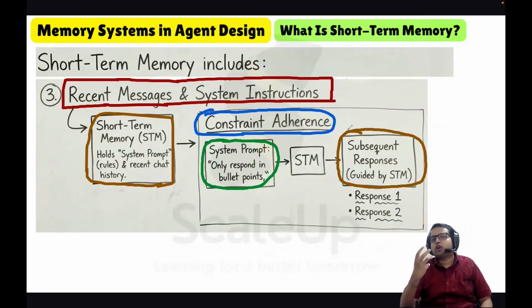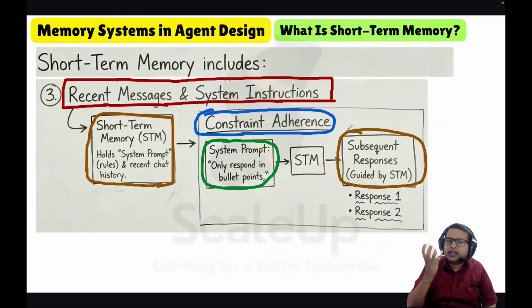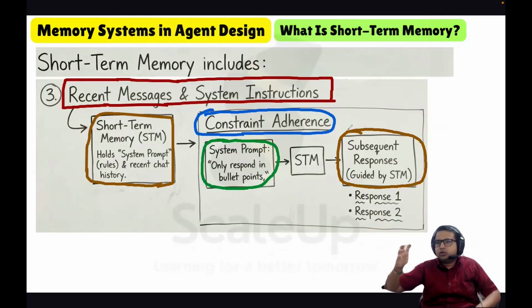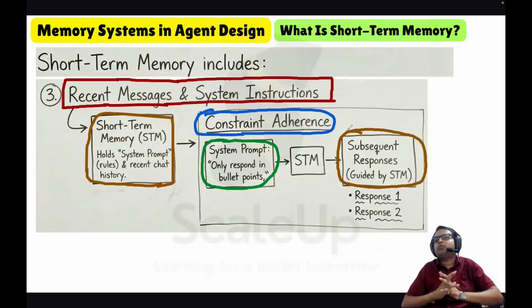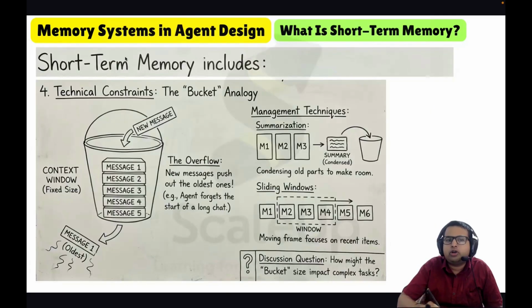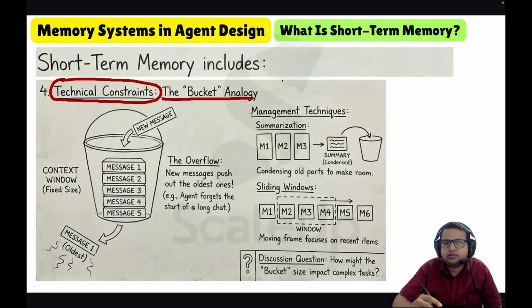Because now it's very clear to us that short-term memory is the active memory, the context window, like whatever input or whatever prompt we are giving to the large language model. So the prompt in itself is the short-term memory. So the context window is the short-term memory. And we know that in the short-term memory, we store the system instructions and also the recent messages. Short-term memory also includes technical constraints, and it is the bucket analogy. So let us understand the bucket analogy.